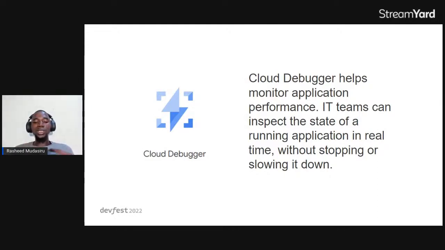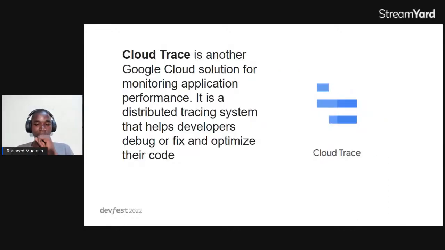With this, we'll be able to know how our application is doing in production, and the errors that we cannot catch in development, we'll be able to catch during production. So Cloud Debugger gives us the ability to debug our system while running, and we don't need to stop it or even slow it down before we can do the debugging of the app in production.